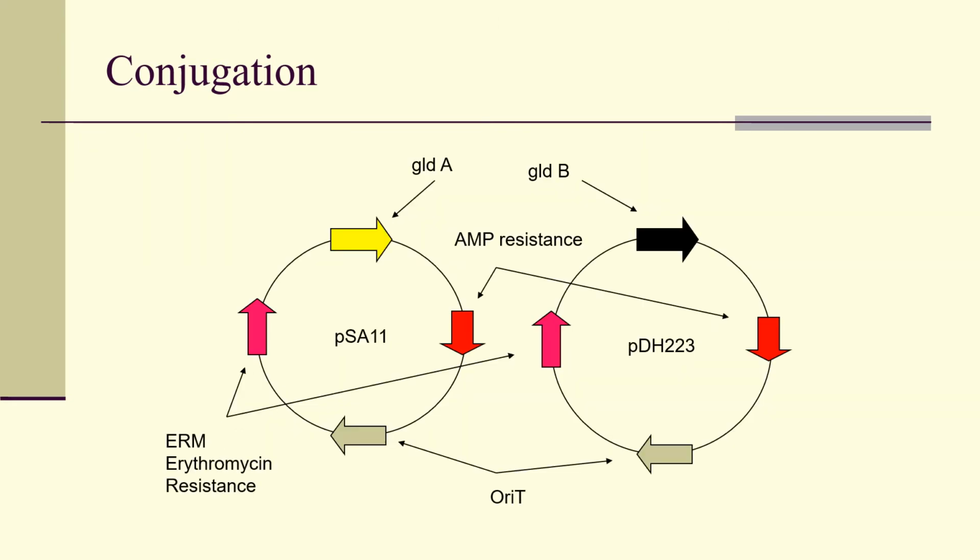These are the two plasmids. We have PSA11 and PDH223. PSA11 has the glide A gene and PDH223 has the glide B gene. Both these plasmids have two antibiotic resistance genes, the ampicillin resistance gene and the erythromycin resistance gene. One important fact to remember is that ampicillin resistance is only expressed when the plasmids are in E. coli. The erythromycin resistance is only expressed when the plasmids are in Flavobacterium johnsoniae.